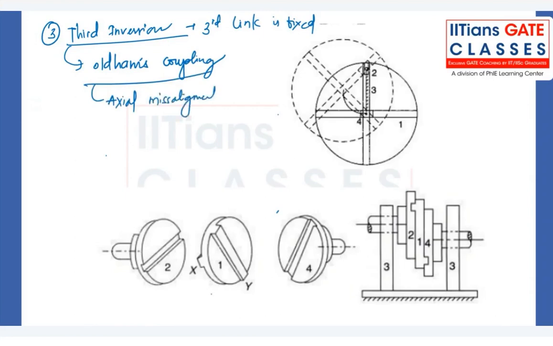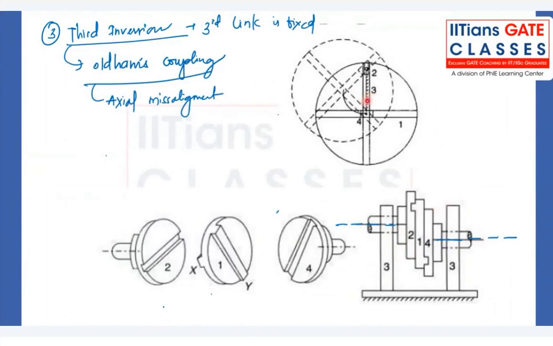Look at this figure here. This is the first shaft. The axis of the shaft is like this, and the axis of the second shaft is like this. So you can clearly see there is an axial misalignment in between. To transmit the motion from shaft number 1 to shaft number 2, we need a coupling, and that coupling we have to use is the Oldham's coupling. Here link number 3 is fixed.